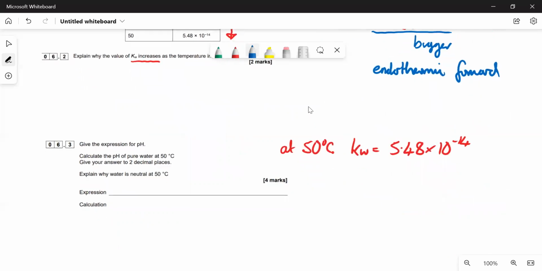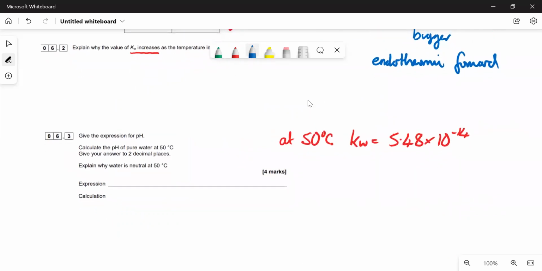Right. I've just written down the value of Kw at 50 degrees C from the previous table there, because we're going to need that in this calculation. The expression for pH, of course, is pH equals minus log to the base 10 of the hydrogen ion concentration. Calculate the pH of pure water at 50 degrees C. Okay, so we know in pure water the H plus concentration is equal to the concentration of OH minus.